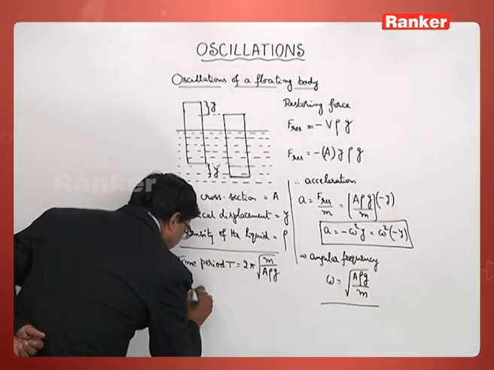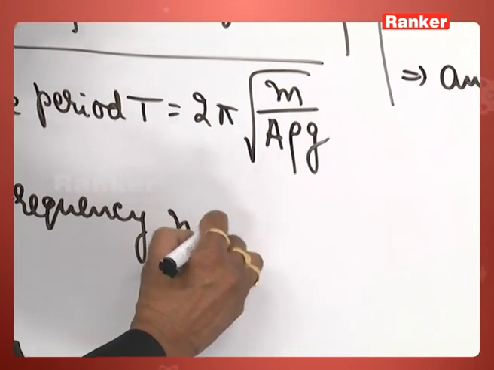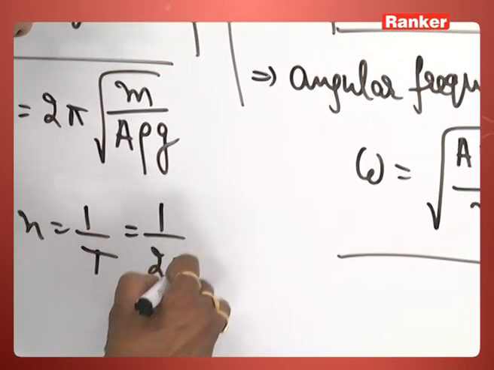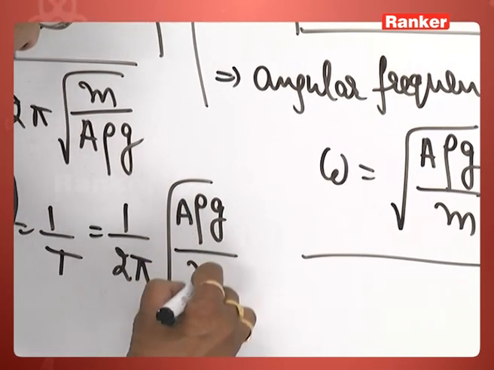Similarly, what is its linear frequency? Suppose if they ask you, that can be written as reciprocal of time period, 1 by 2 pi under root A rho g by M.